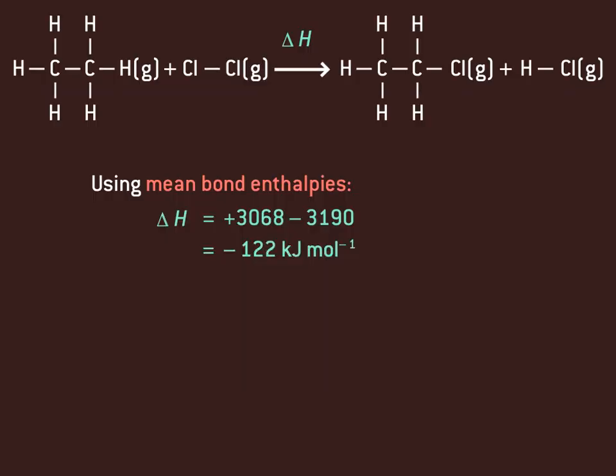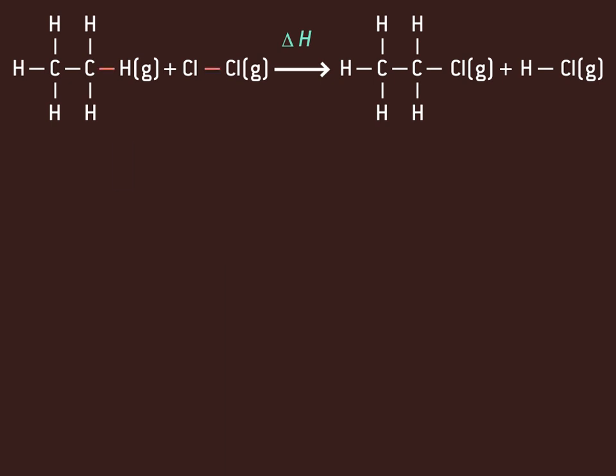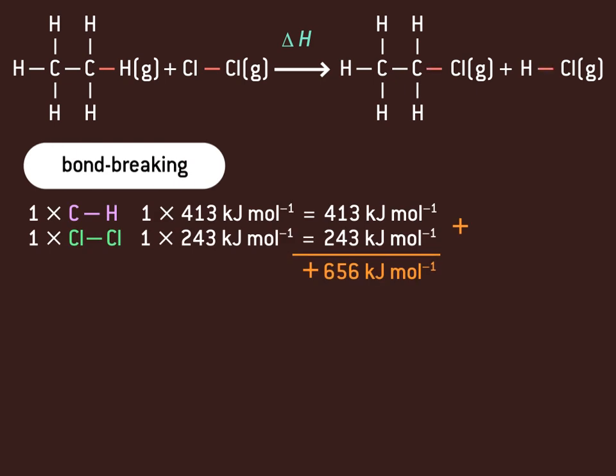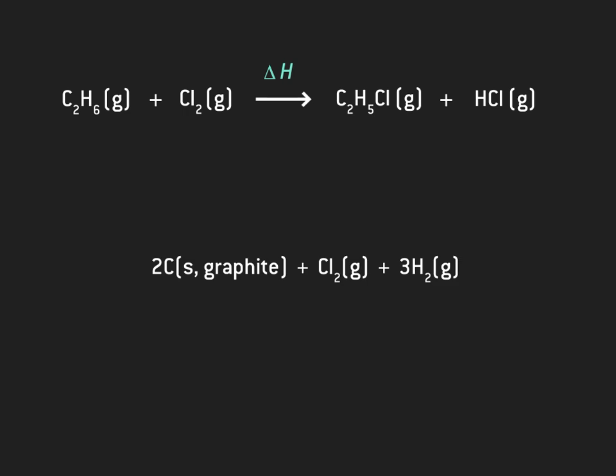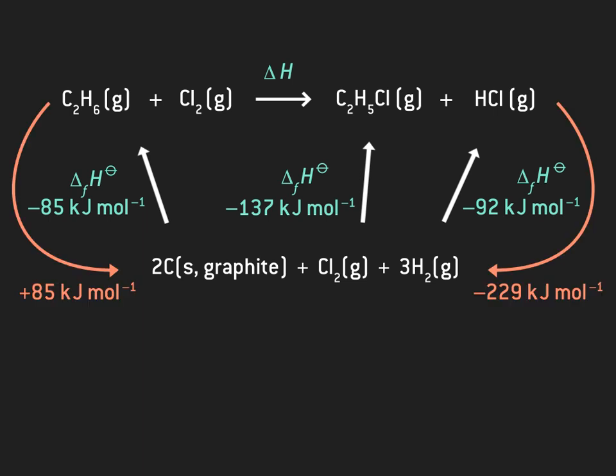So, we can use mean bond enthalpies to calculate approximate enthalpies of reaction by imagining the bonds in the reactants being broken and the bonds in the products being made. But we need to use Hess's law and known enthalpies of formation of the reactants and products to get more accurate values.